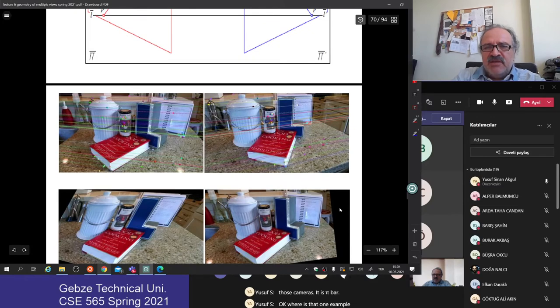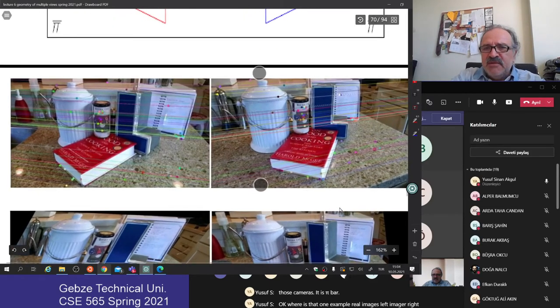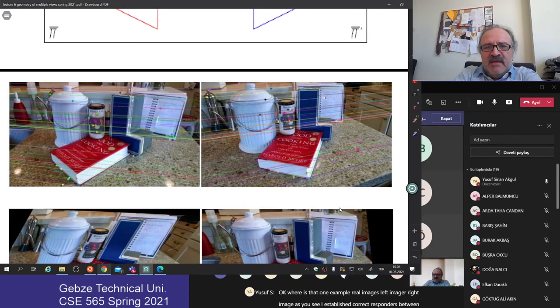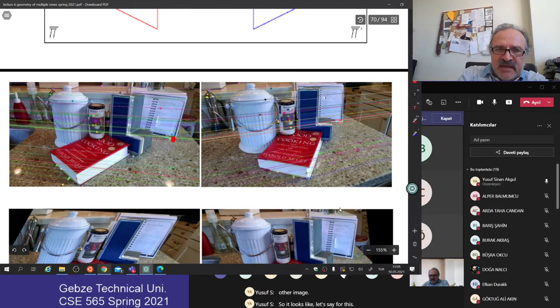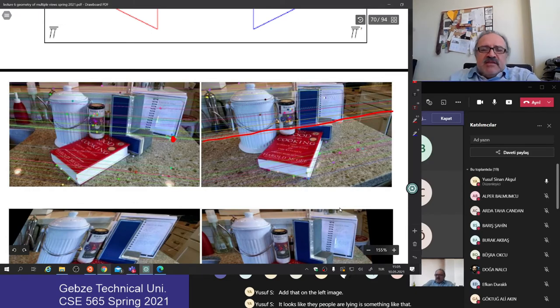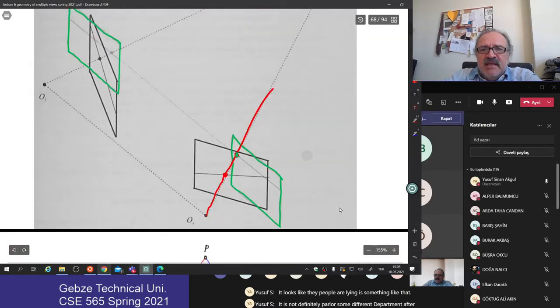Real images, left image and right image. As you see, I established correspondence between these two. I obtained my F. For a given point, I can establish the epipolar line in the other image. So for this red dot on the left image, it looks like the epipolar line is something like that. It is definitely not parallel. After the rectification process, like I did, it looks like that.